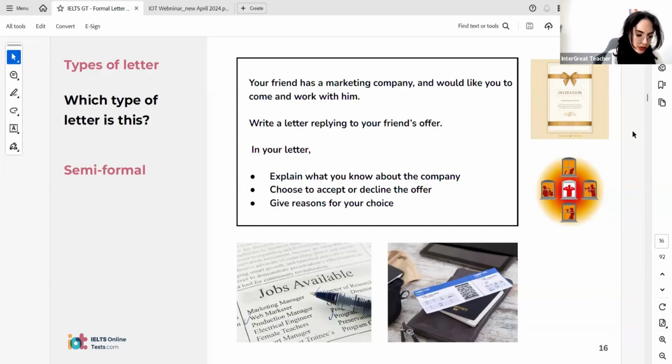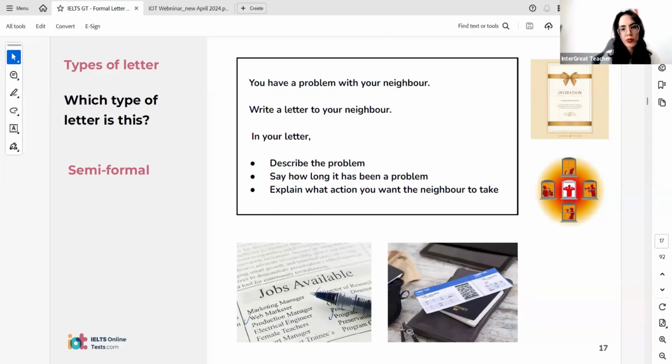You have a problem with your neighbor. Write a letter to your neighbor. Describe the problem, how long it has been a problem, and what action you want the neighbor to take. Okay, here we have different answers, although the dominant answer is correct. Yes, it's semi-formal. So you do know your neighbors.